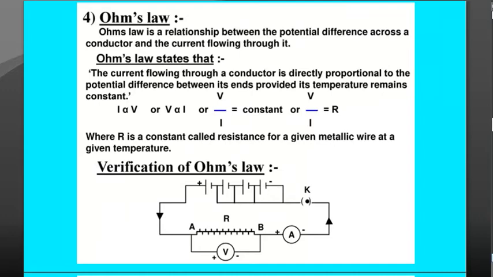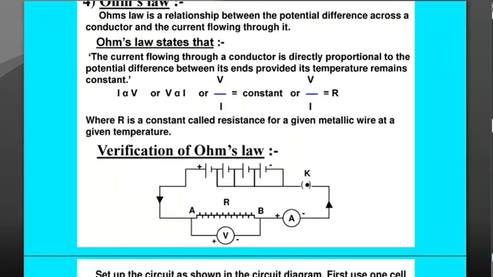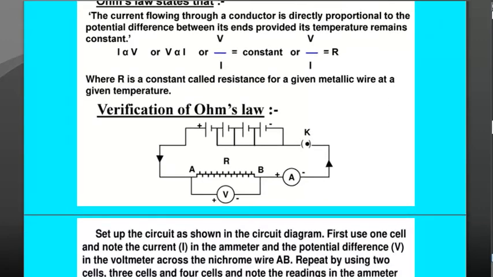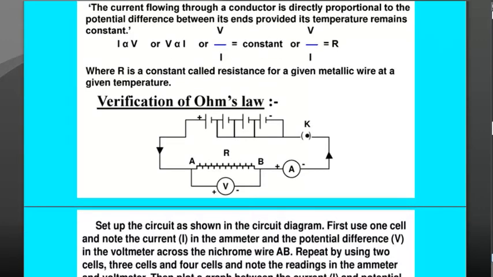changes, the atom vibrations will change and resistance value of that substance won't remain a constant, because we are taking resistance as a constant. If resistance value won't remain the same, we cannot make Ohm's law valid in that case. Now there is an experiment by which we verify Ohm's law. You can see here that we talk about Ohm's law.